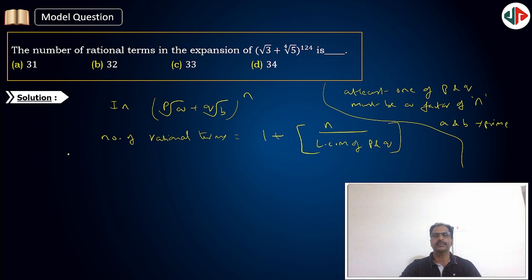Now here, what are a and b? 3 and 5, which are prime numbers. What are p and q? 2 and 4. At least one of 2 and 4 should be a factor of 124, but both are factors. So you can apply this formula.